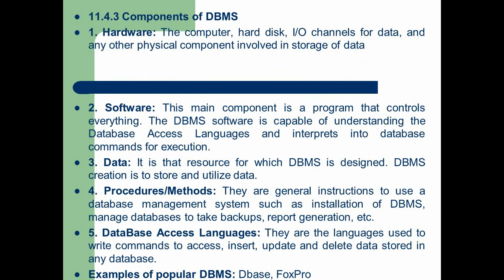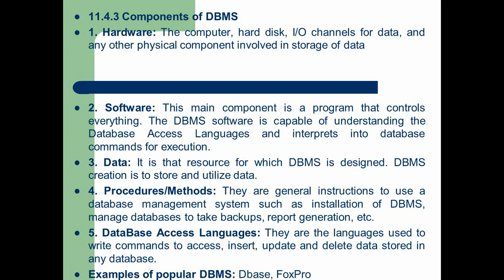The first component of DBMS is hardware. Hardware is any device which is used for the database. It may be a hard disk, input output devices, input output cables, or infrared or Wi-Fi. Whatever we use for connecting the input output devices to the system for accessing the database is called hardware in DBMS.